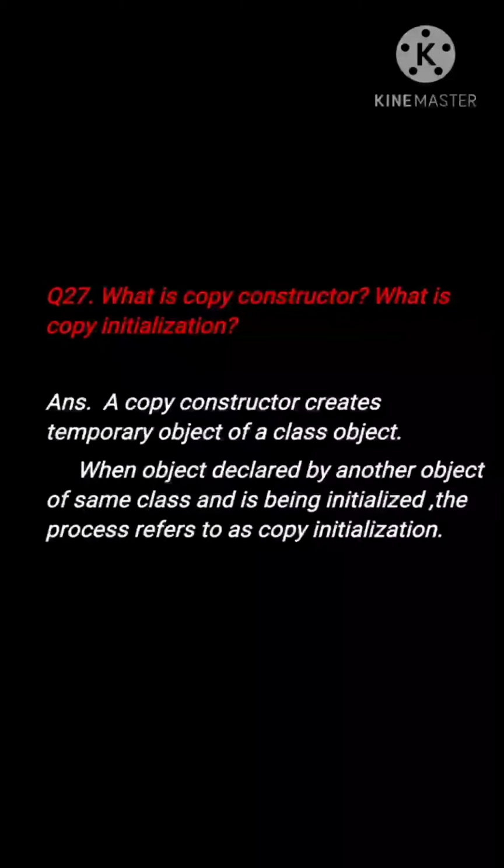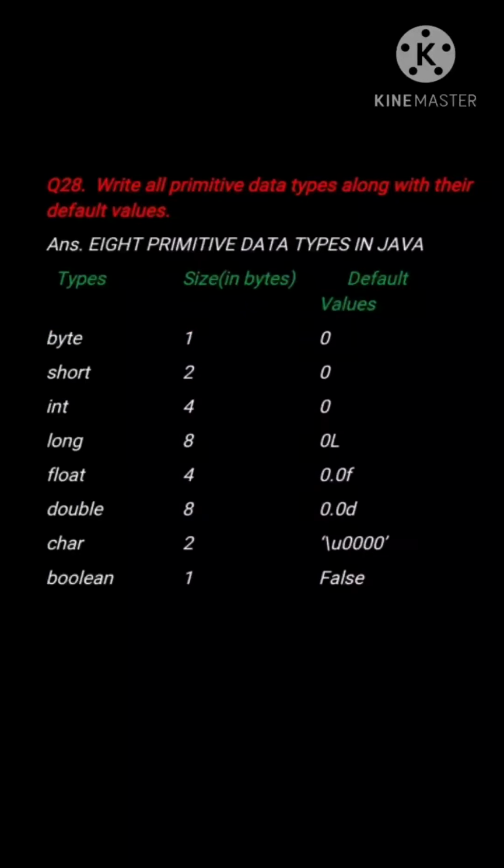Another important question, question number 27: what is a copy constructor? What is meant by copy constructor? It is just like a copy. A copy constructor creates a temporary object of a class object. When an object is declared by another object of the same class and is initialized, the process is referred to as copy initialization.